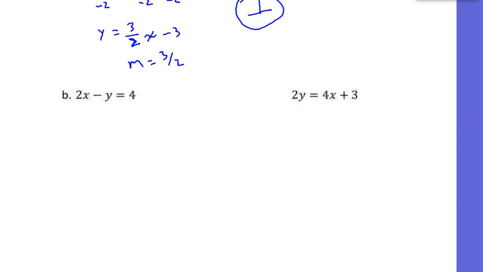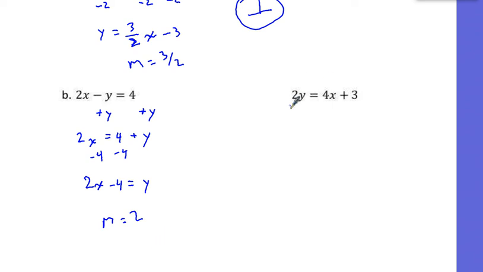Example B. Again, getting this into slope-intercept form. I'm going to choose something different here. I'm going to actually add y to both sides of the equal sign so that y is positive. And then subtract 4 so that y equals 2x minus 4. This is still slope-intercept form, y equals mx plus b, where the slope is positive 2.